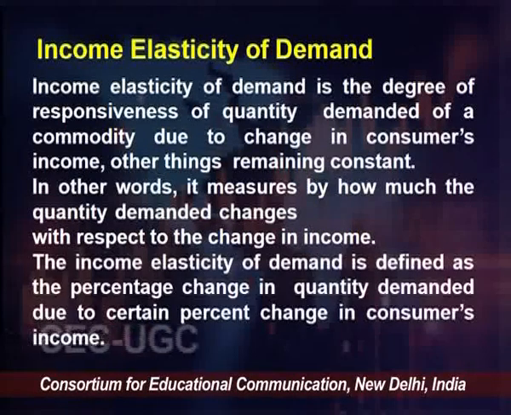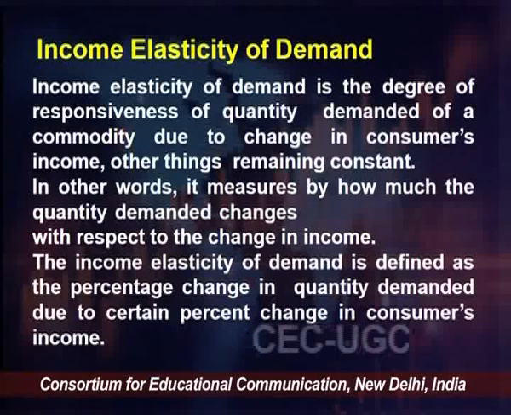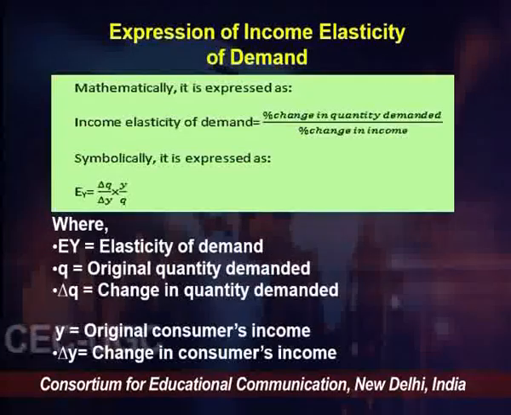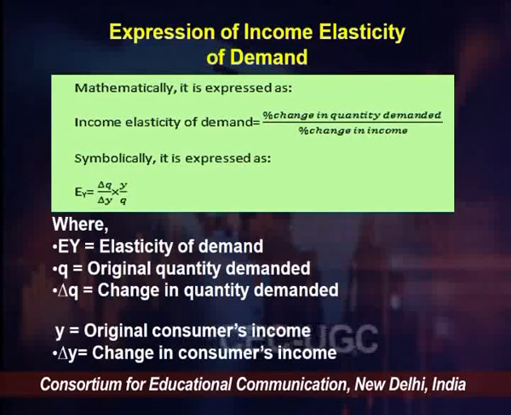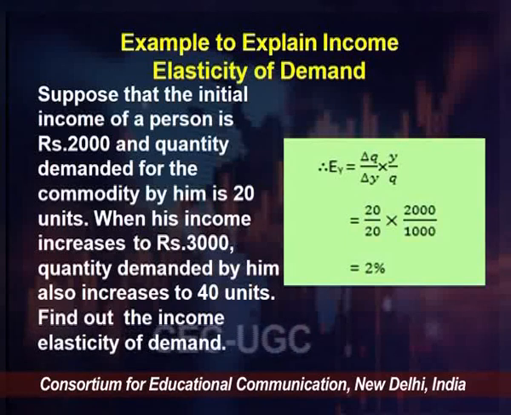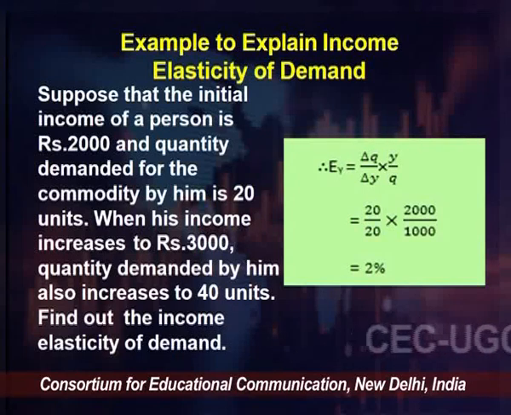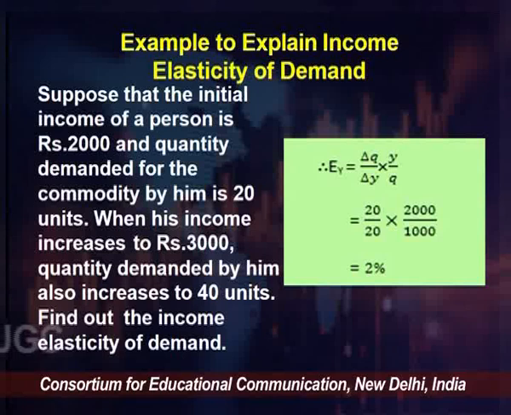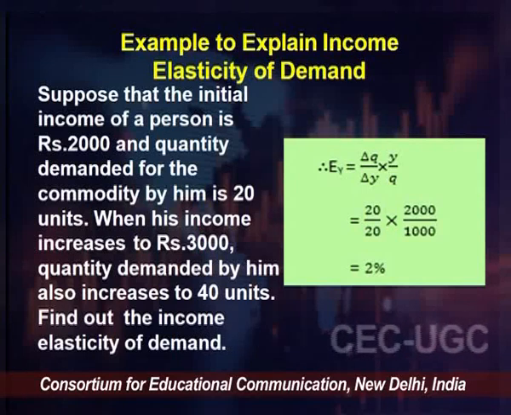The income elasticity of demand is defined as the percentage change in quantity demanded due to the percentage change in the consumer's income. So here it will be delta Q upon delta Y, where Y is the income of the consumer. Delta Q upon delta Y into Y upon Q is the formula to calculate the income elasticity of demand. Now, just to explain the formula, suppose that the initial income of a person is rupees 2000 and the quantity demanded by him is 20 units. When his income increases to 3000, the quantity demanded by him also increases to 40 units.